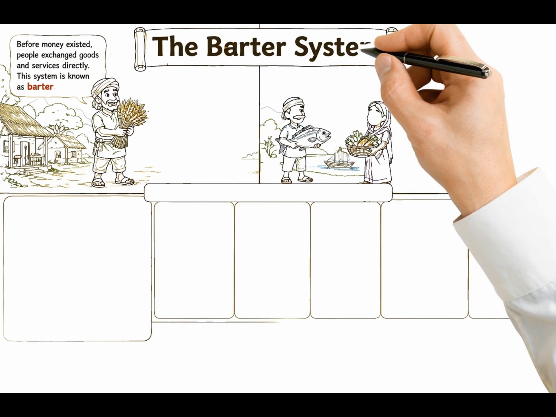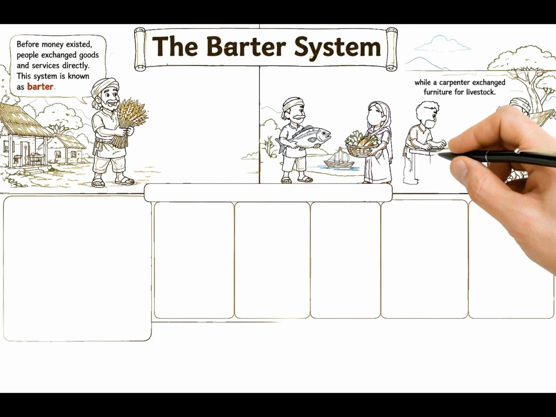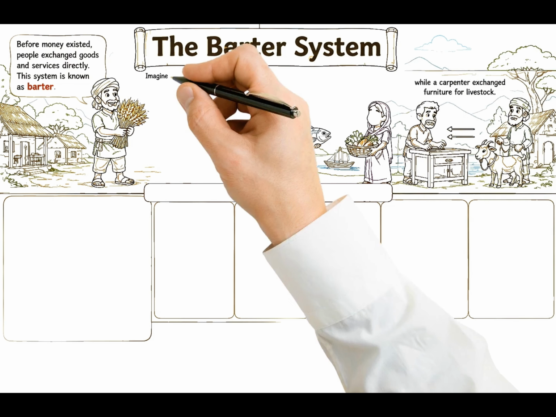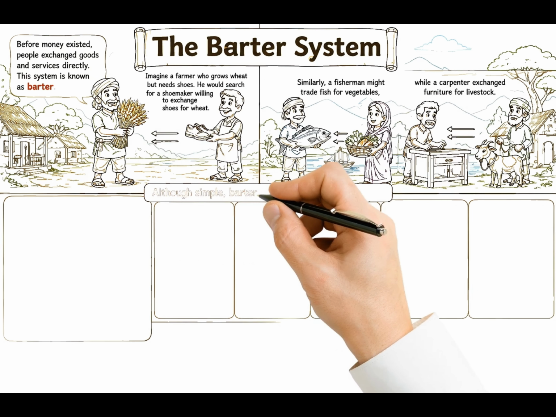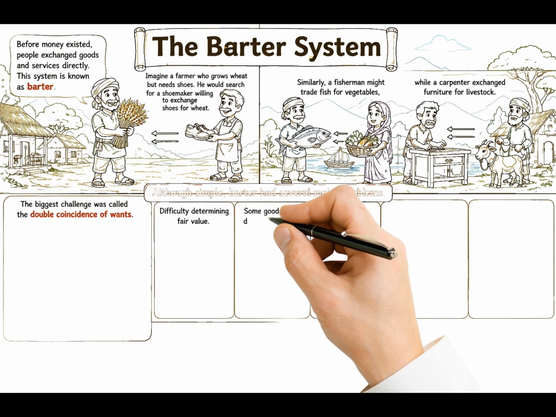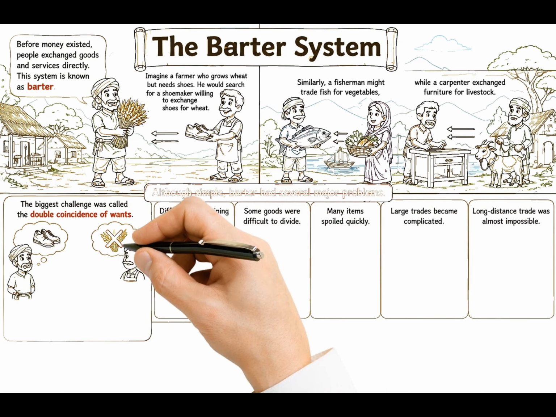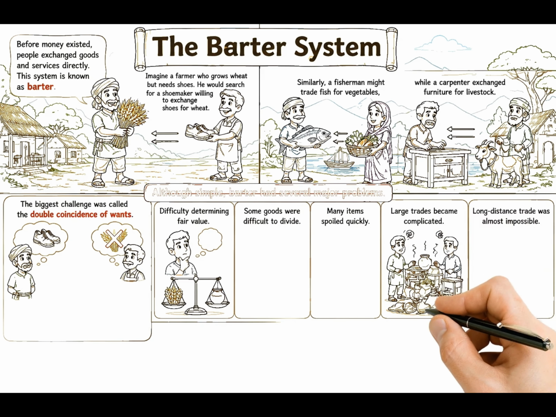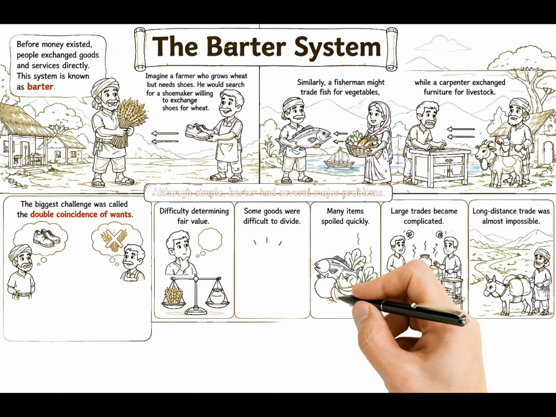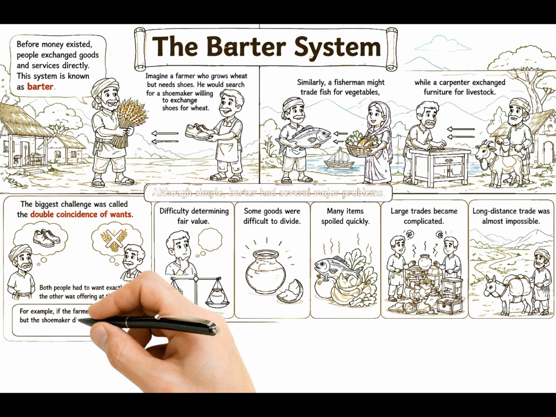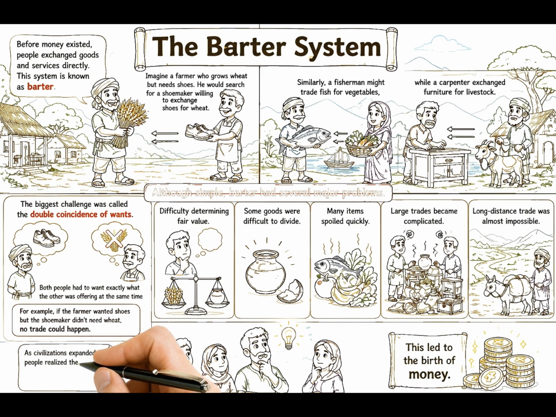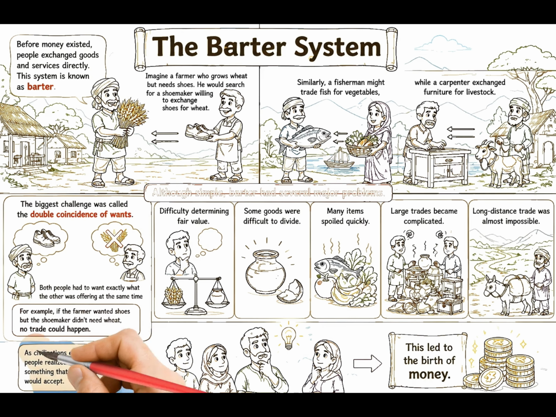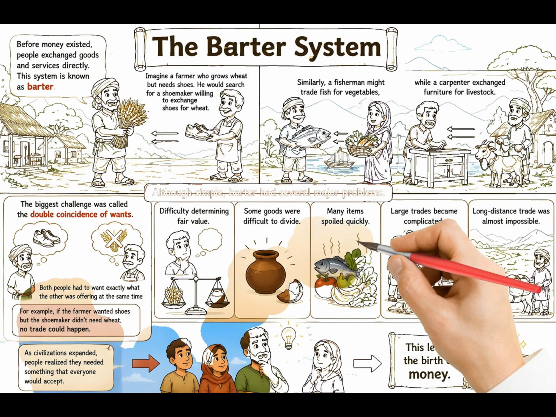To solve these problems, people began using commodity money, items that had value and were widely accepted. Different regions used different commodities such as salt, cowrie shells, tea, tobacco, or livestock. These items were useful and recognizable, making trade easier. However, they still had drawbacks. Some were bulky, perishable, or inconsistent in quality, which made trade less reliable.